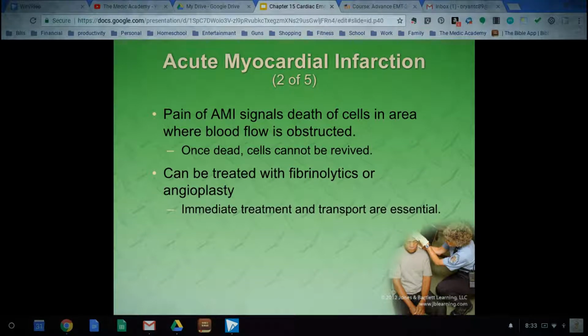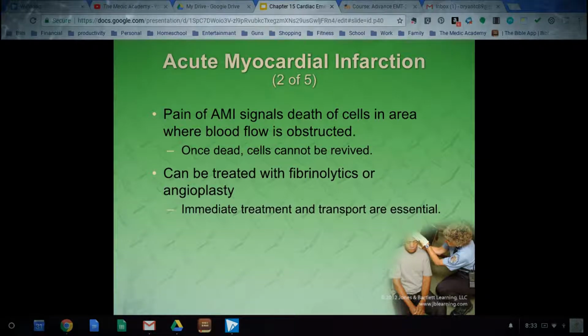Pain of AMI signals death of cells in the area where blood flow is obstructed. And this could be more than one area. So, depending on where this obstruction occurs in the coronary artery system, the area of the heart that coronary artery feeds is dead tissue. It starts to die, and it will get worse over time until blood flow is restored.